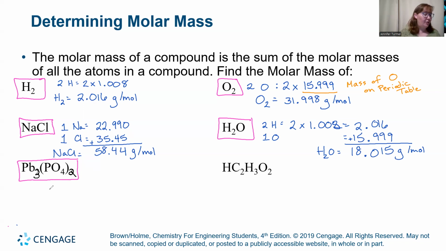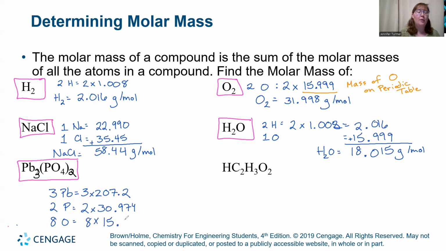Okay, now I have 3 units of lead, and so that is 3 times 207.2. Now see, PO4 2, that means that I have 2 units of phosphorus, so that's going to be 2 times 30.974. And 2 times 4 are 8 units of oxygen, which is 8 times 15.999. Okay, so let's go ahead and we'll do this a little bit more. So we have 3 times 207.2.